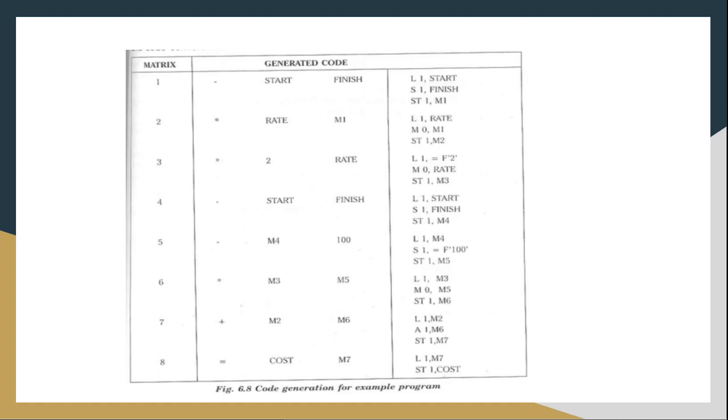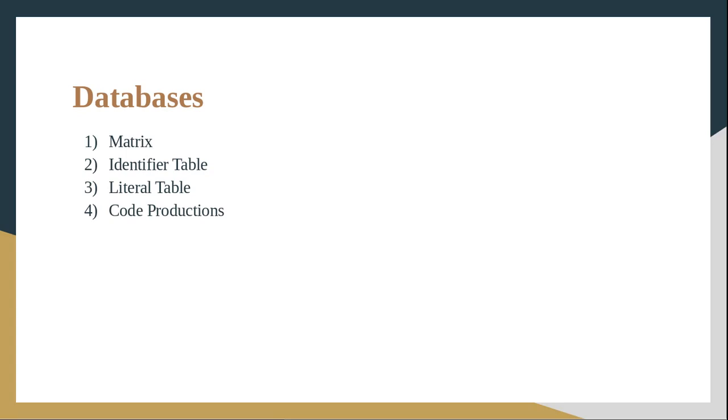Similarly, we will generate the object code for all the matrix entries according to the productions defined in the productions table. So this is how we generate the code. For that, mainly we use the code production table database. It defines the object code for each operator, and in each object code we replace the placeholders with the actual variables or operands, and we get the real object code. Now we are going to see what are the databases we use in the code generation phase.